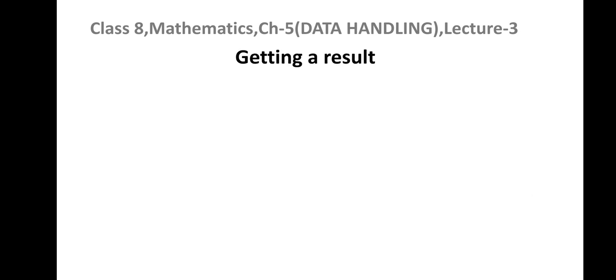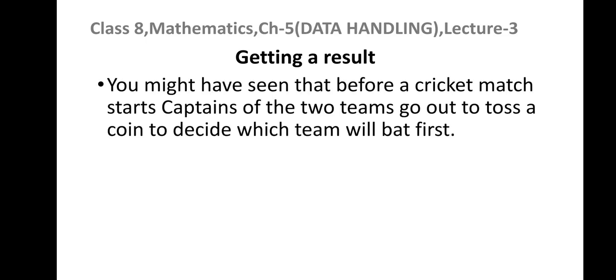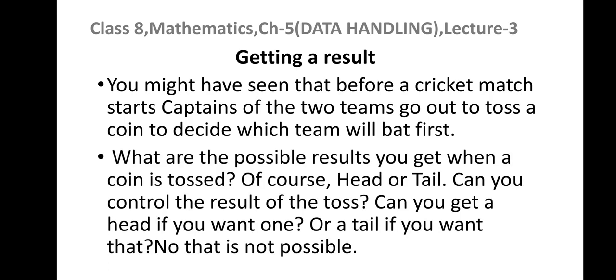You might have seen that before a cricket match starts, the captains of the 2 teams go out to toss a coin to decide which team will bat first. This normally happens. What are the possible results you get when a coin is tossed? Of course, head or tail. Either we can get head or tail.